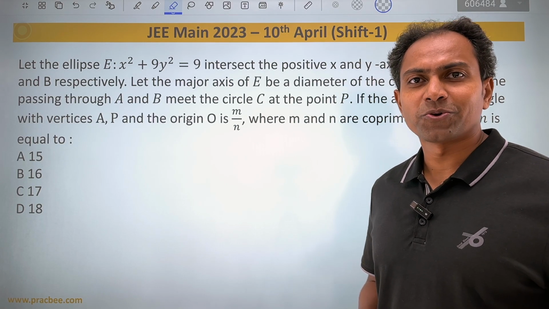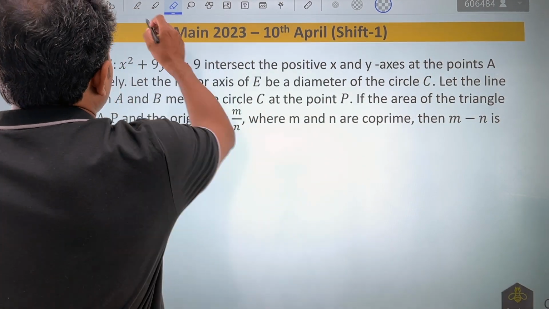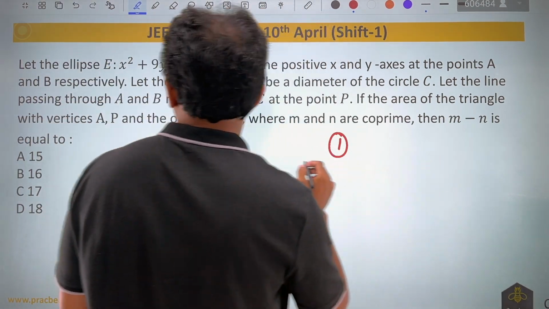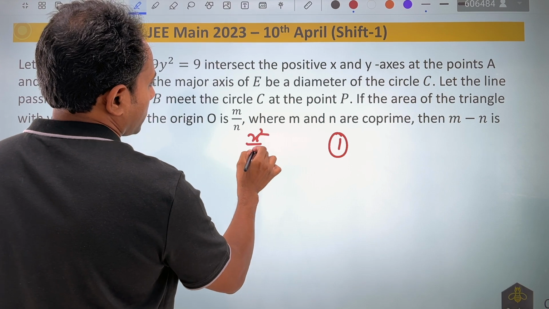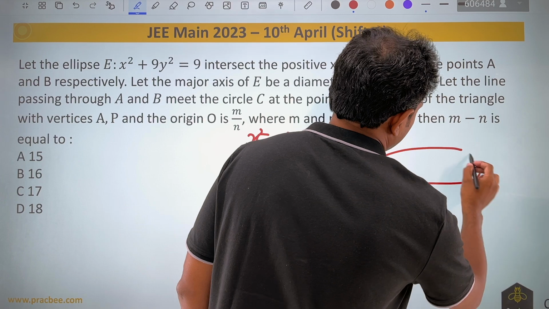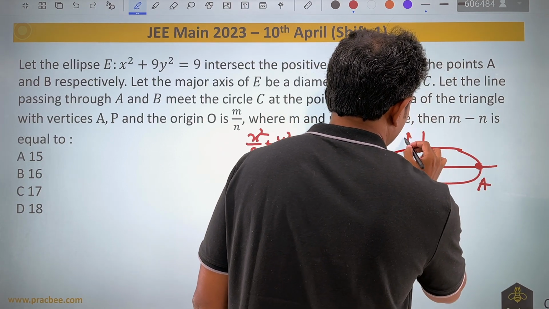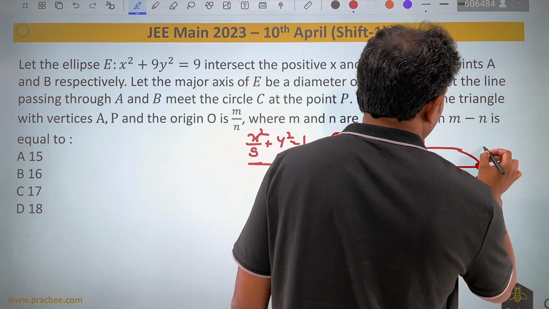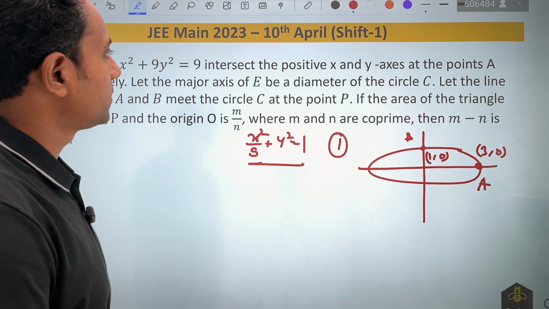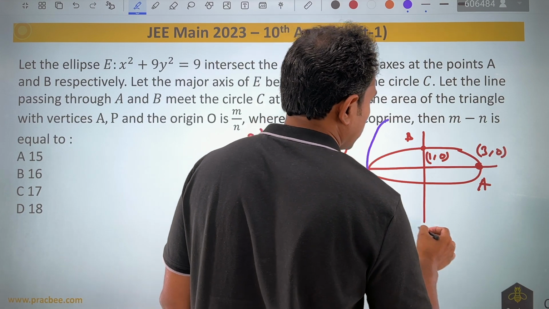Now if I look into this 2023 question, it says that there is an ellipse, it intersects the positive direction of x and y axis at points A and B. So let us draw the diagram. If I write the equation of the ellipse, it becomes x square by 9 plus y square equal to 1. The orientation we have understood, it is like this. So it will intersect the positive direction of x-axis at A, positive direction of y-axis at B. You can see that this point becomes 3, 0 and this point becomes 0, 1. Let the major axis of E be the diameter of a circle. See, if you do this, what you are going to get is nothing but an auxiliary circle that will go like this.